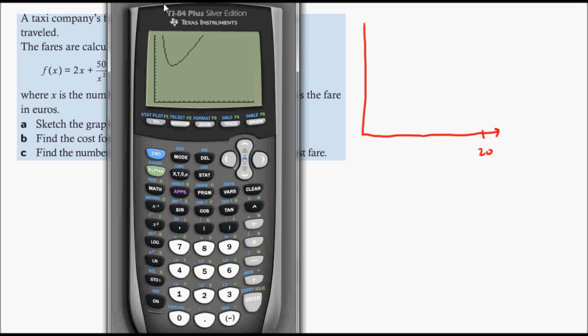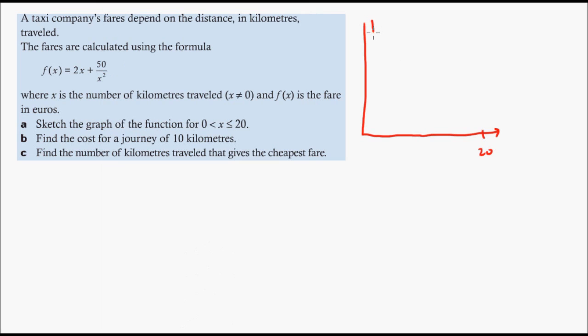Okay, so again, this is going to look something like this. We have x here and f of x here. The vertical asymptote, again, is x equals 0. Now, find the cost for the journey after 10 kilometers.